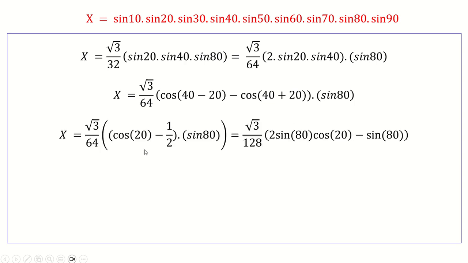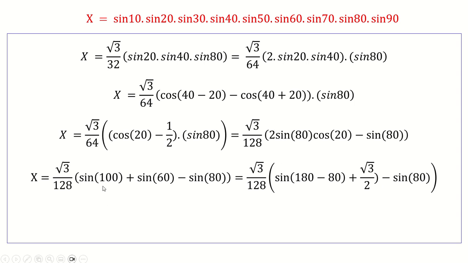Now root 3 by 64 into cos 20 minus cos 60, which is half, into sin 80. So this will become root 3 by 128 into 2 sin 80 cos 20 minus sin 80. Okay, 2 sin 80 cos 20 I can rewrite as sin 100 plus sin 60, and minus sin 80 as is.